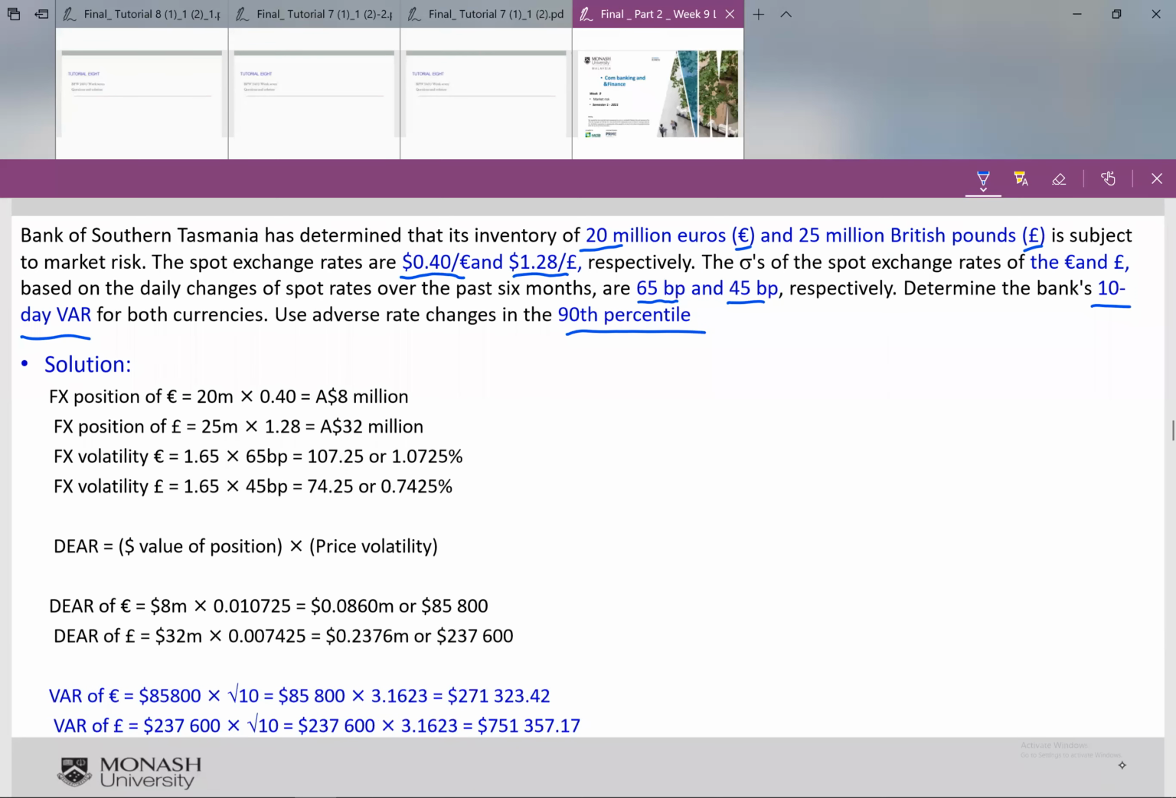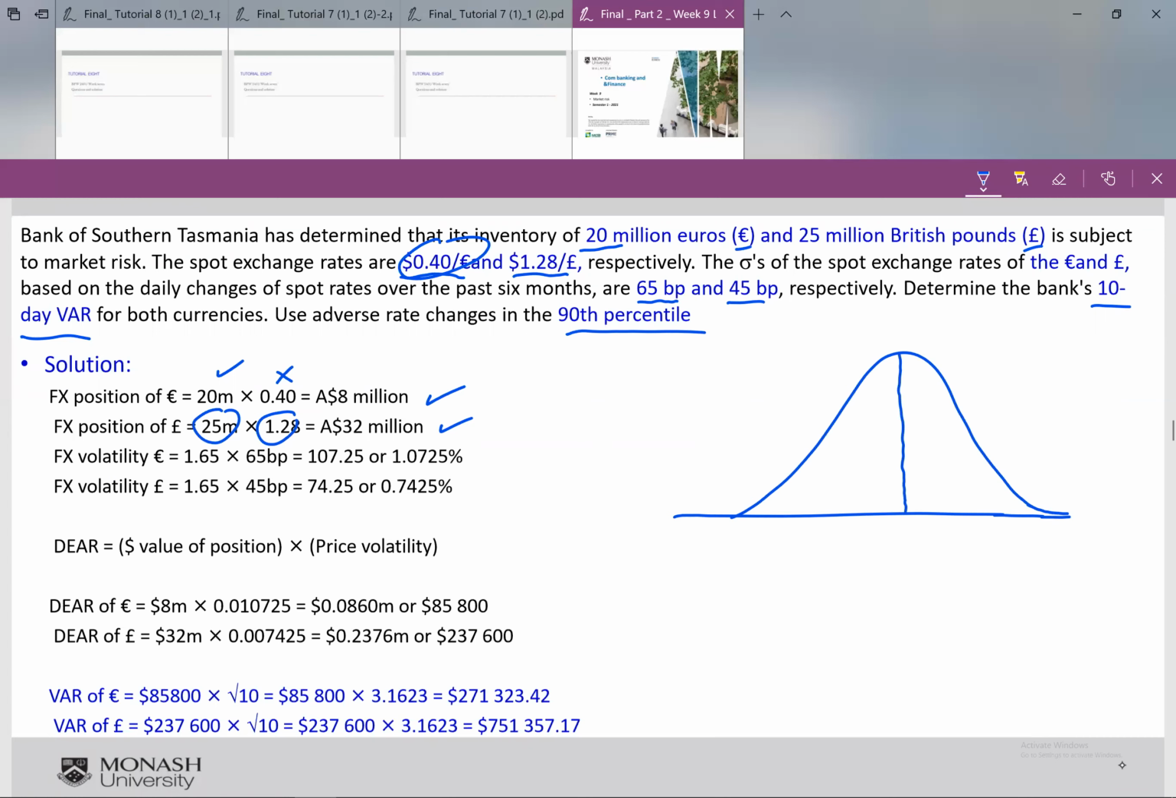So we understand that the foreign exchange position is the euro amount times its exchange rate. So actually I have $8 million Australian dollars. And then I have the British pound, I have 20 million, and the rate is 1.28, so I actually have 32 million. Now the volatility is like this. As I told you, for the volatility you are taking the drop of the exchange rate, which means you are taking the standard deviation. So the standard deviation, you are taking 1.65.